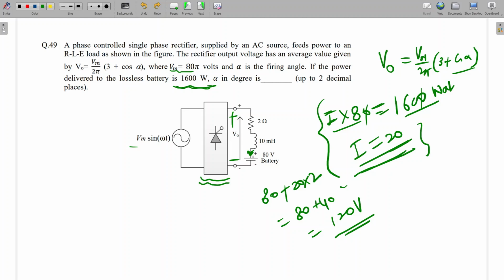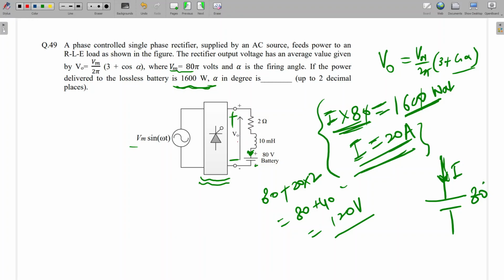See, what is given in the question? The power delivered to the lossless battery is 1600 watt. So this is the battery. Power delivered to the battery means some current will flow through it. This is 80 volt. What will be the power delivered to the battery? 80 into I. This should be equal to 1600 watt. So here we can calculate the charging current. Charging current is 20 ampere. Is it clear? Yes, sir.